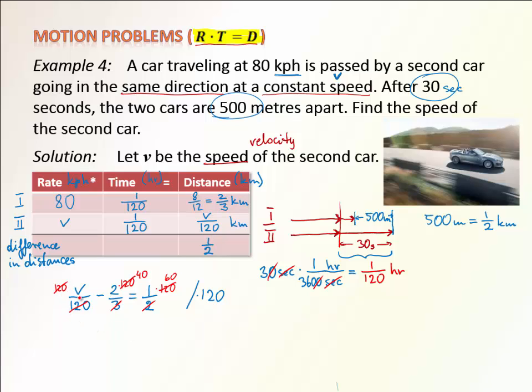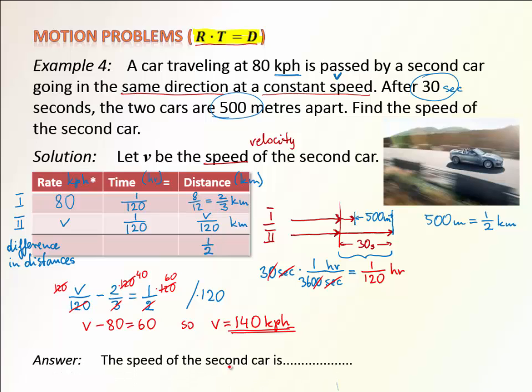So the final equation will be V minus 2 times 40, which is 80, equals 60. So V by itself is 80 plus 60 is 140 kilometers per hour. So the second car was really fast. It was speeding. And we can give the final answer. The speed of the second car was 140 kilometers per hour.